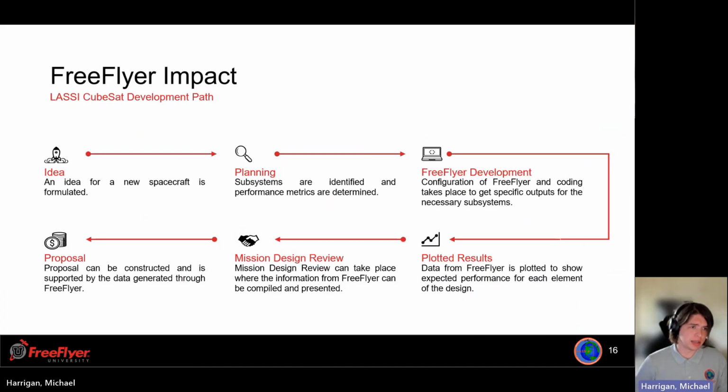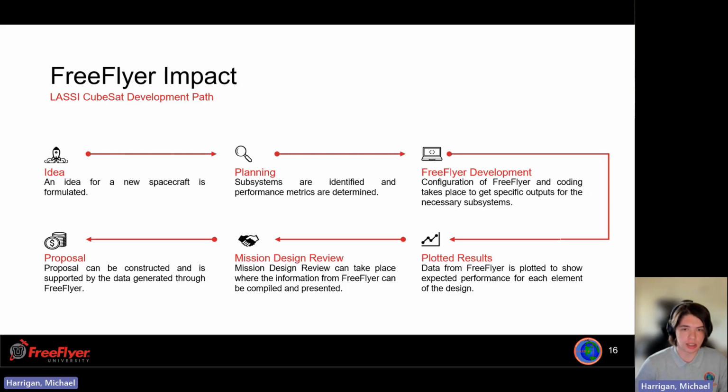So just looking at FreeFlyer's impact now, for this LASSI's CubeSat development, it started with an idea of incorporating these two payloads into one new spacecraft. We then go into the planning stages of identifying the different subsystems and what performance metrics we need to write requirements for. We then do our development in FreeFlyer, writing scripts that collect specific outputs to determine the requirements we're looking at. We're then going to plot the results.